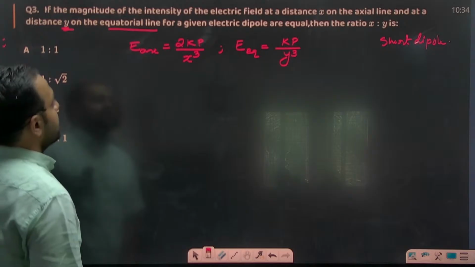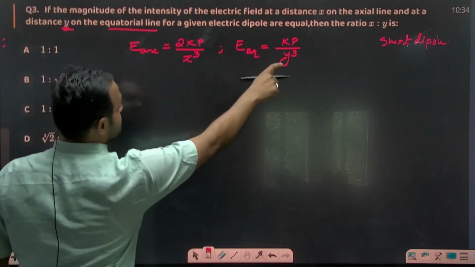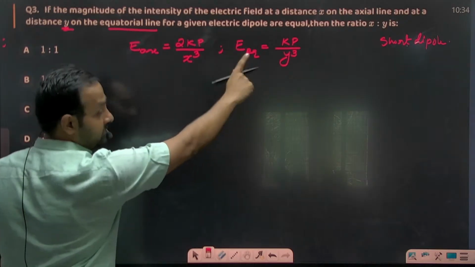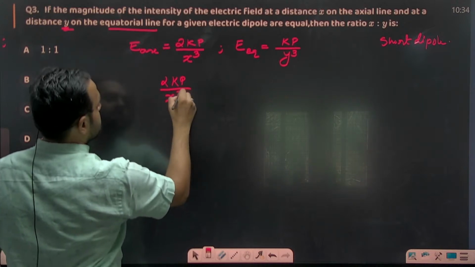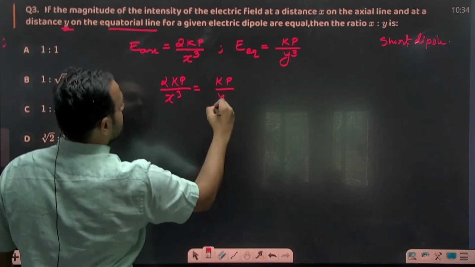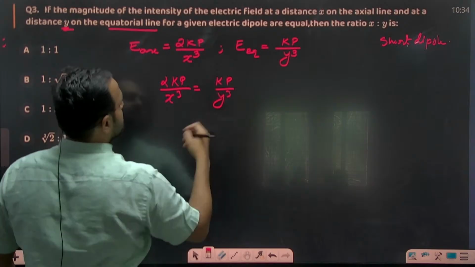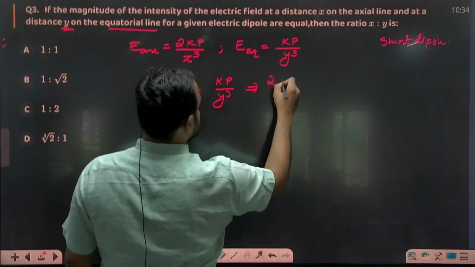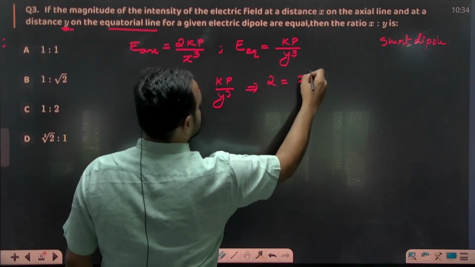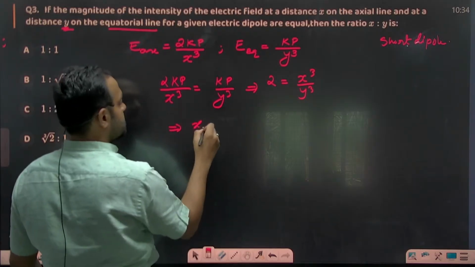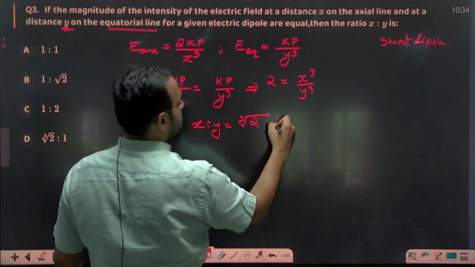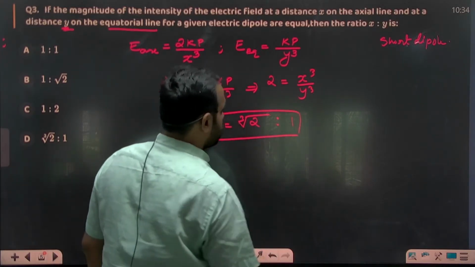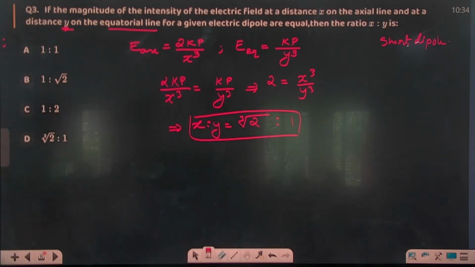Okay. So what they have said is, x distance on the axial and y distance on the equatorial, the electric field of both is equal. If it is equal, I can write 2 kp divided by x cube should be equal to kp divided by y cube. So from here, what do they want? They want x is to y. So you get 2 is equal to x cube divided by y cube. So from here you can write x is to y is equal to cube root of 2 is to 1. This will be the option.